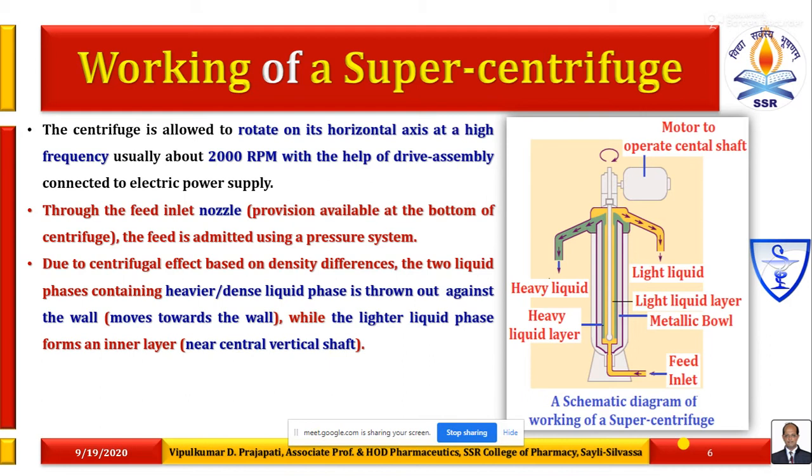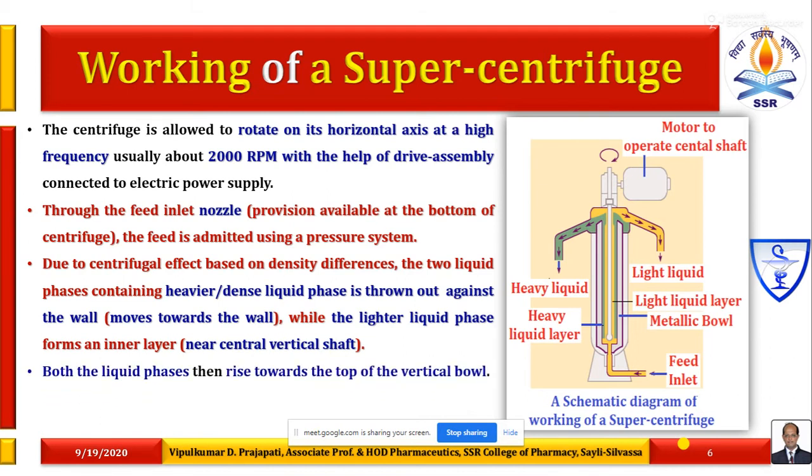As shown in the figure, it is indicated by the yellow highlight. So here you understand how the lighter liquid moves from the feed inlet and the heavier liquid moves to the periphery near the wall, so it is collected at a particular height.